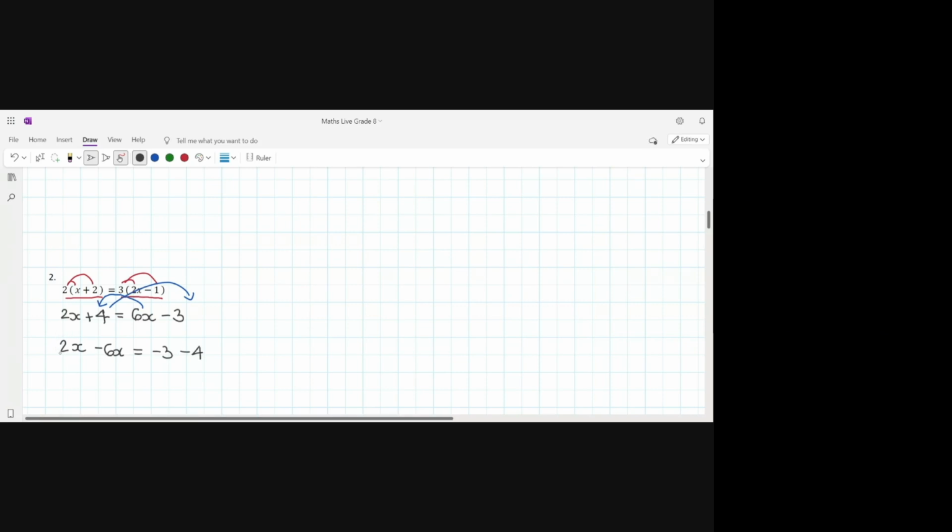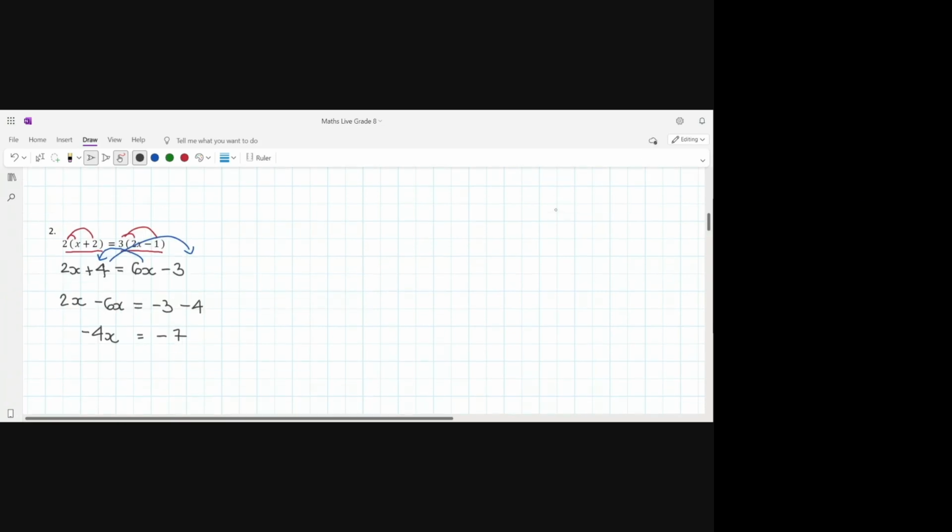But we still have some maths to do. So what is 2x minus 6x? Negative 4x. Good. Negative 4x is equal to, and then I've got negative 3 minus 4 will give me? Negative 7. Beautiful. Okay, but I still want x on its own. So what's the next thing I'm going to do?